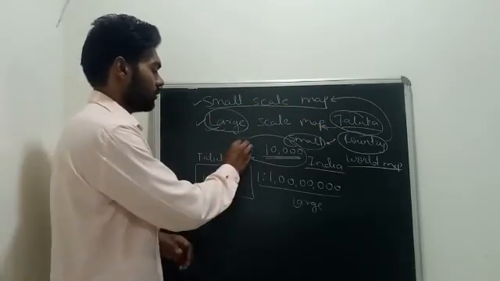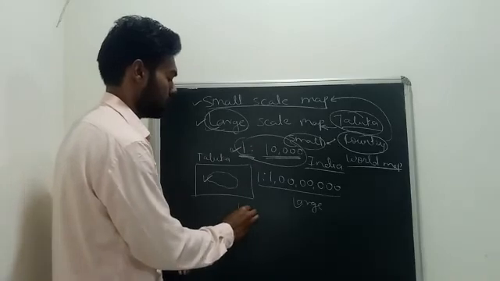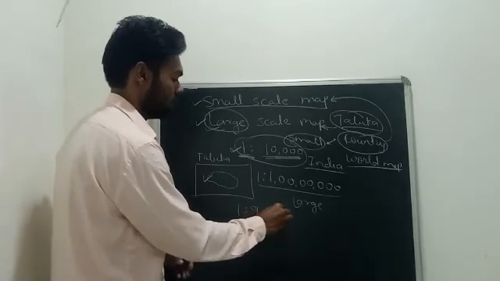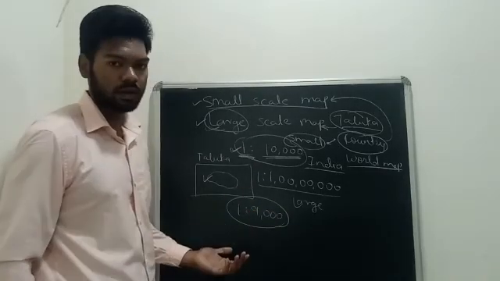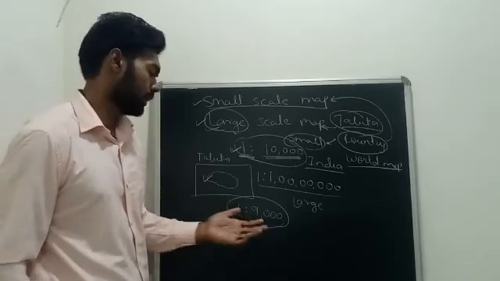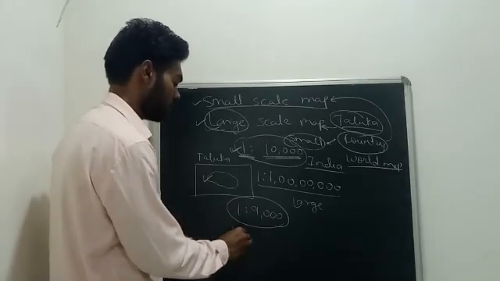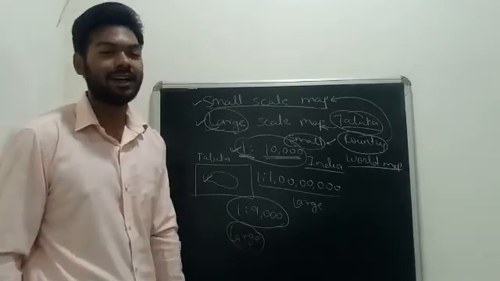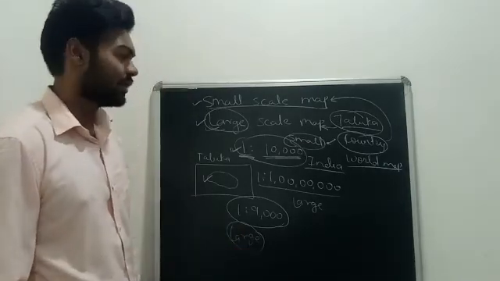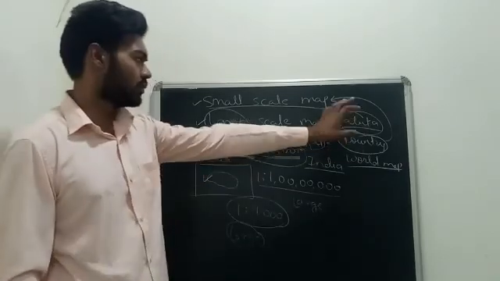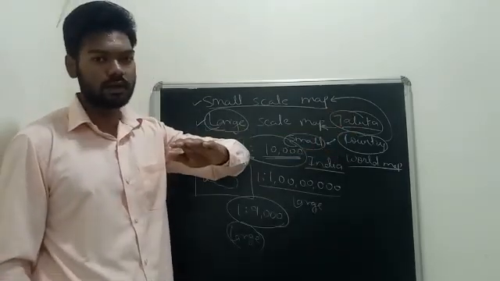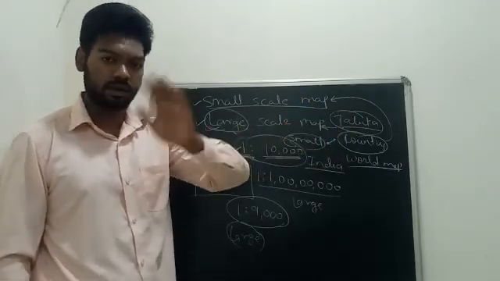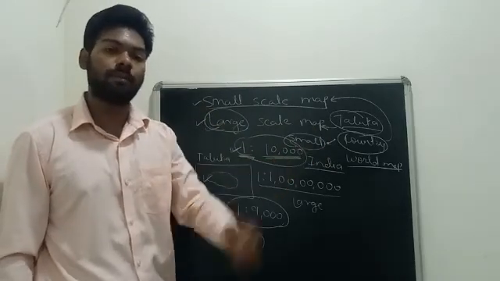But just remember this one: if the scale is even this much, 1 on the map and 9,000 in original, then this is called large scale. Remember that thing. This is quite confusing, but still you have to differentiate between them. Small area, large scale map; large area, small scale map.